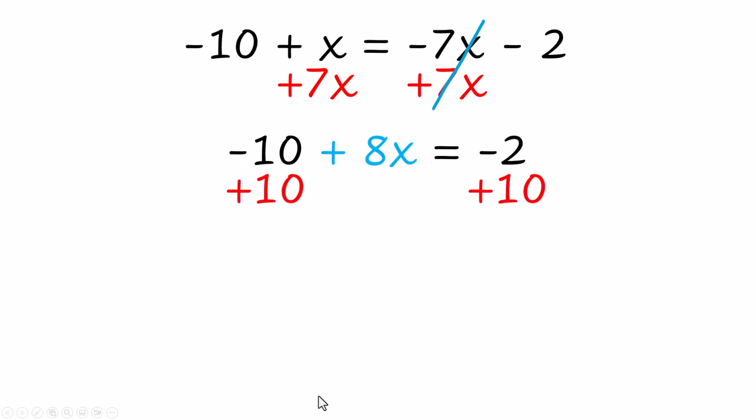Now add 10 to both sides. These 10s are going to cancel out, and we get 8x equals a positive 8. Negative 2 plus 10 is a positive 8. Now just divide both sides by 8, and we can get x equals 1.